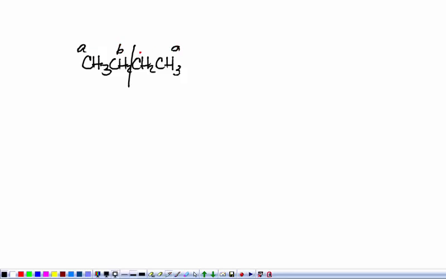So we would have an A and then a B, because I like to label the sets that are not equivalent to each other with a letter. Okay, so we would see 2 peaks in the NMR, or 2 sets of chemical shifts in the NMR of butane.